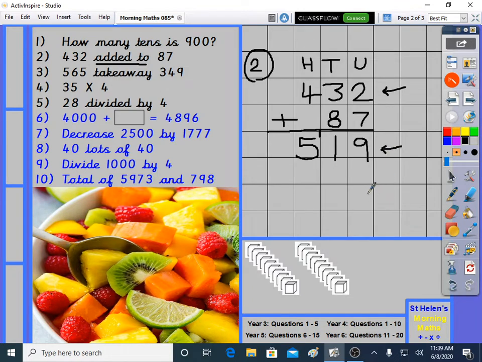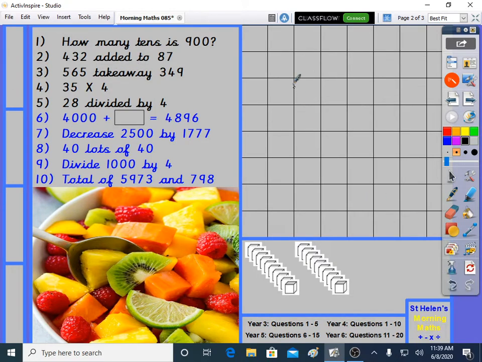Okay, and let's move on to question 3. We have a takeaway here, takeaway, takeaway. That means minus. 565 take away 349. There we go.